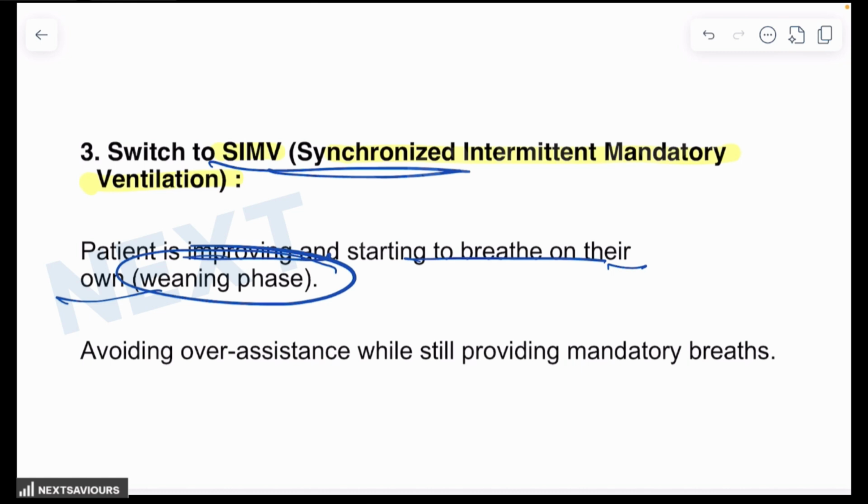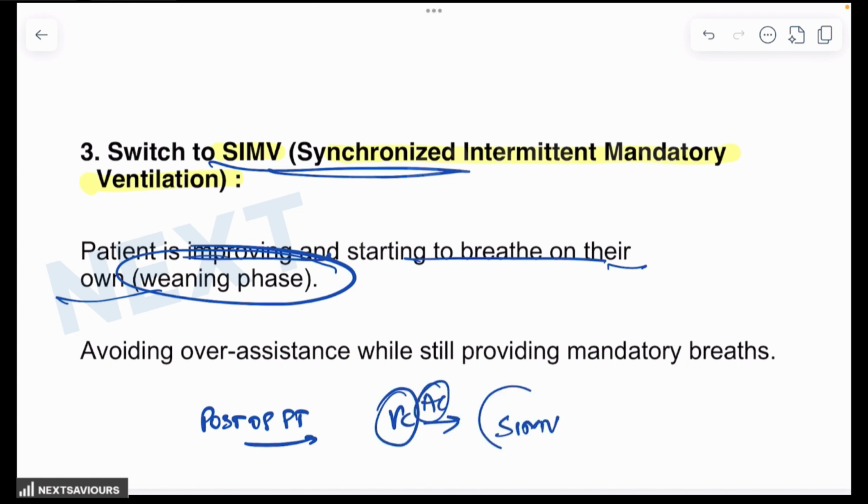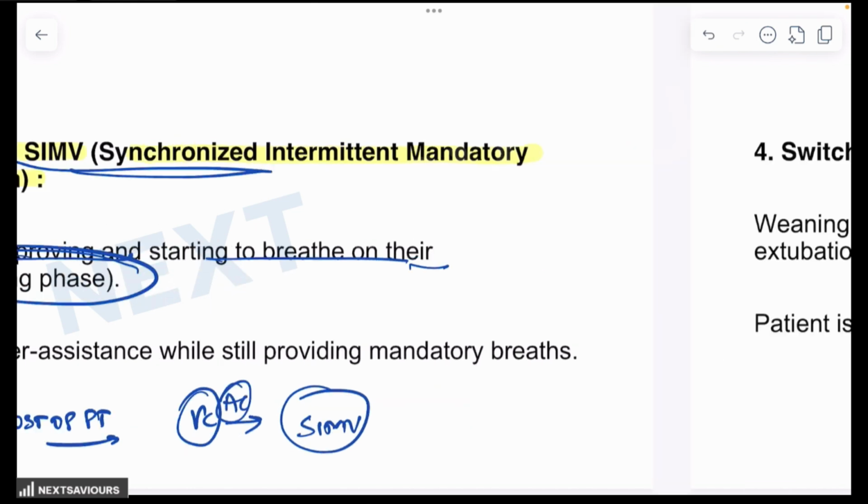If I give you one example, like if there is a post-op patient who is recovering and now breathing spontaneously, but still needs some support, then in those cases what do you have to go for? You have to switch from VC-AC mode to the SIMV mode. That's how it is exemplified.